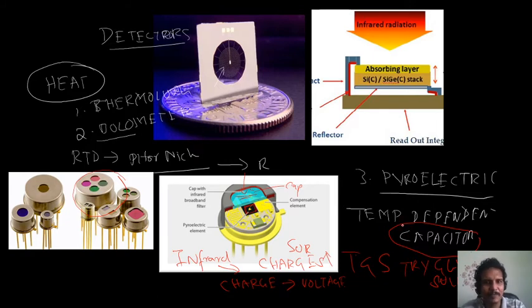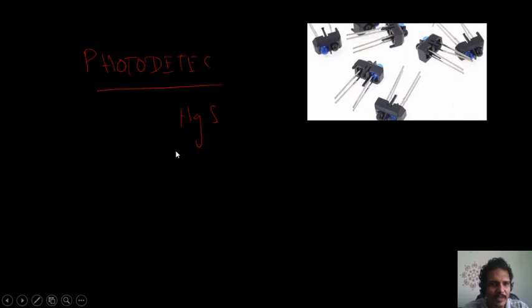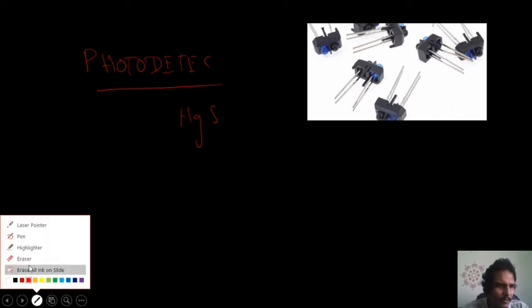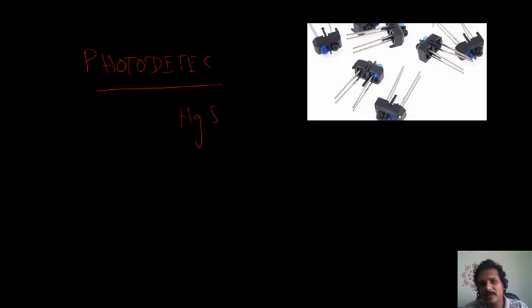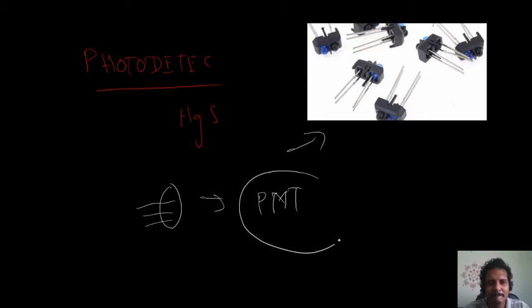This is TGS. And the last class of detectors are called photodetectors. Here you have mercury sulfate. Mercury sulfate is the element. This is how your photodetectors are used. It absorbs your infrared and converts it into light. Simply I can put it as equivalent to that of your PMT in your UV visible spectroscopy.